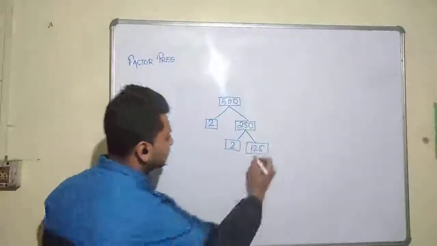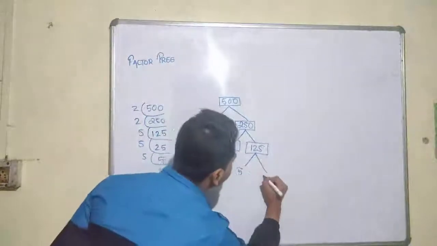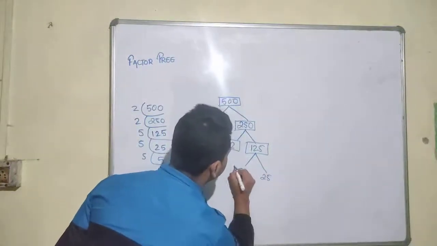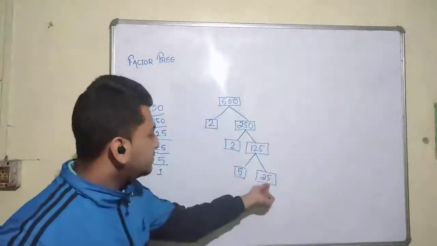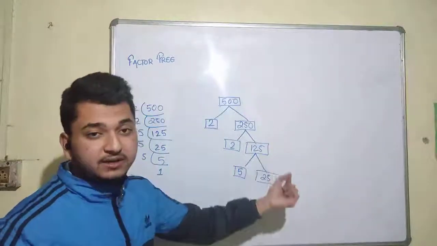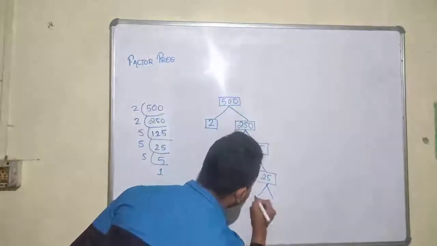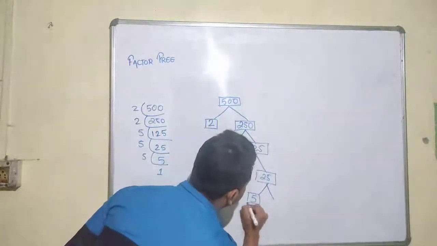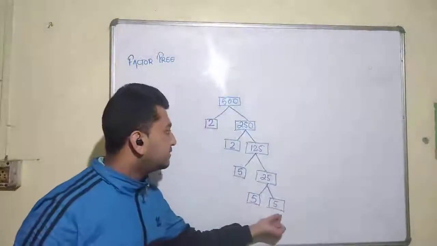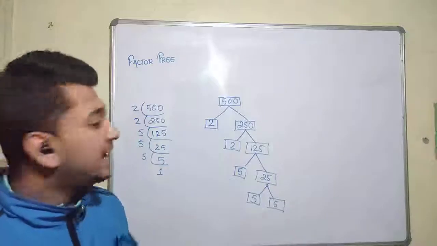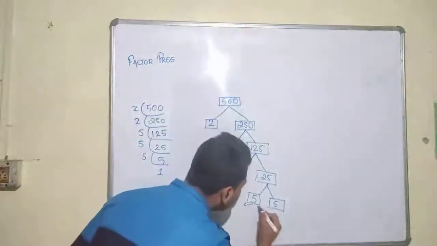Now 125 can be expressed as 5 into 25. So 5 into 25 is 125. Now 25 can be expressed as 5 into 5. 5 into 5 is our 25. So at the last we have got 5 and 5, and both of these are prime numbers.